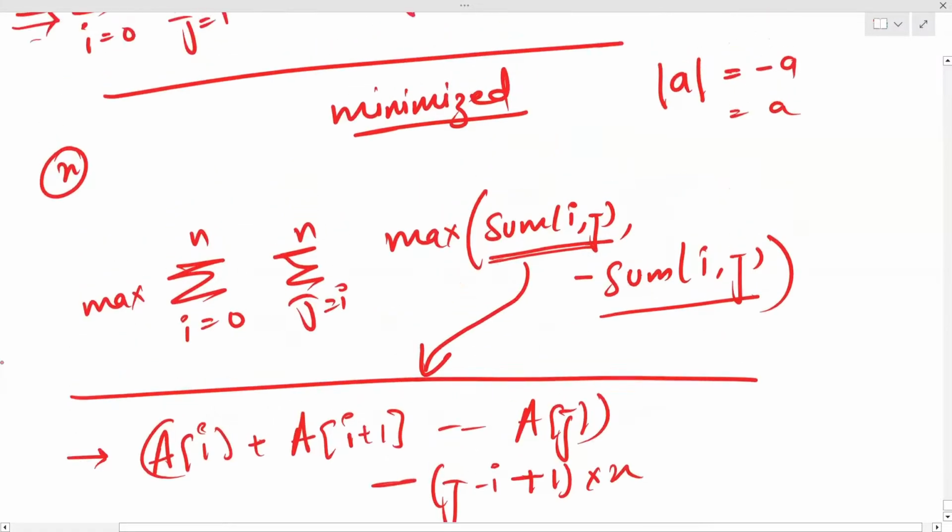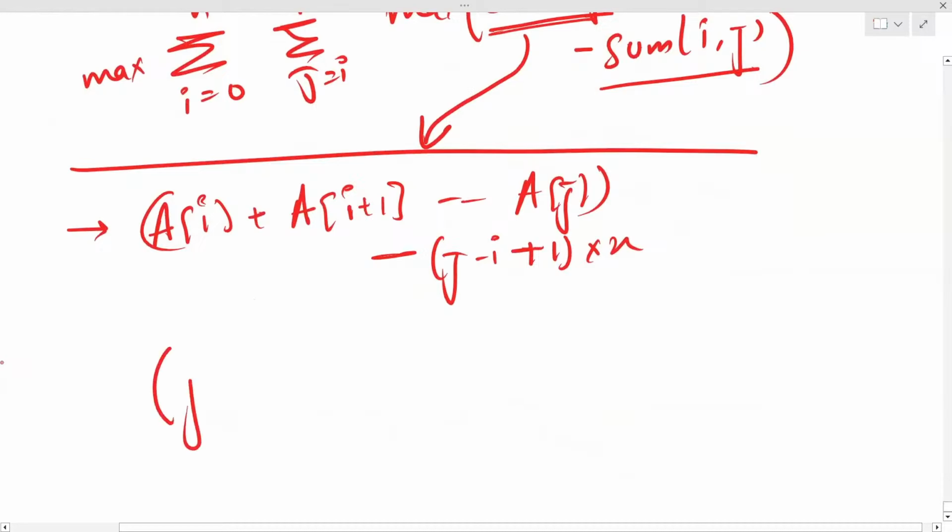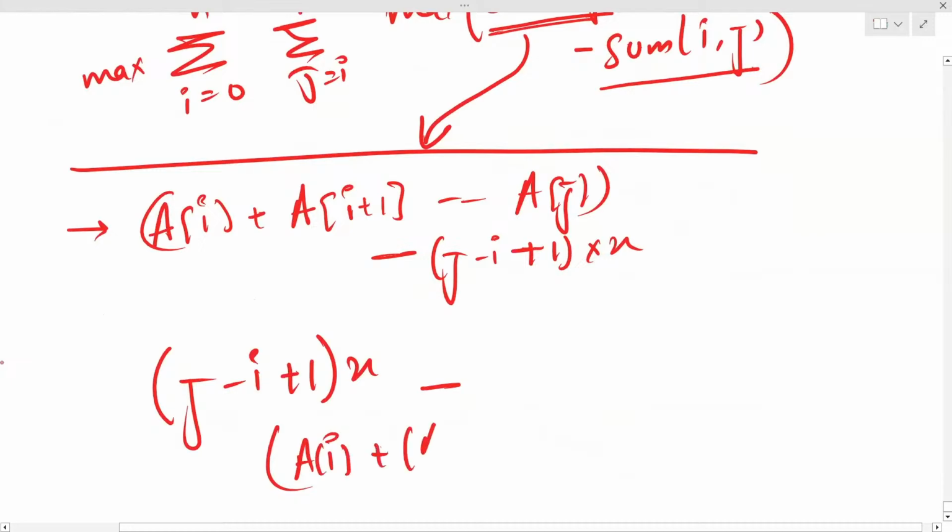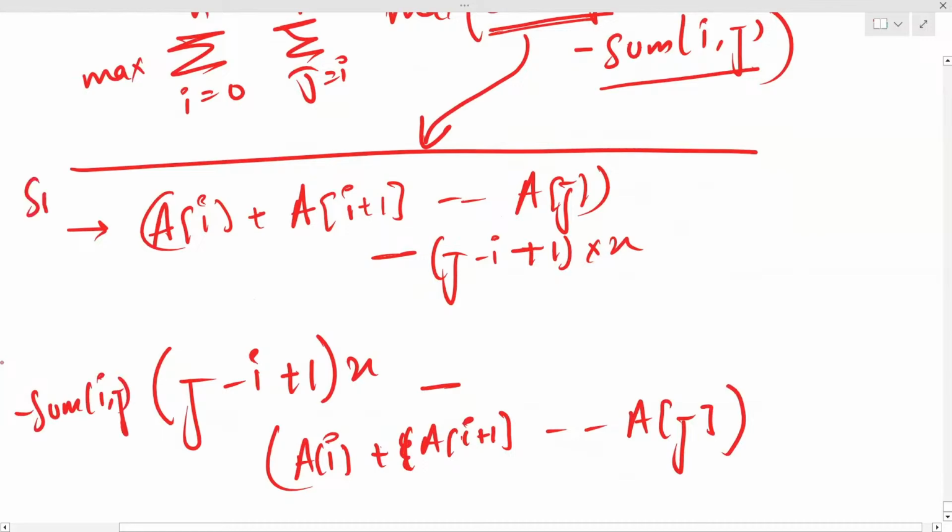Okay, now let's write minus sum of ij. Minus sum of ij is nothing but the opposite of this: x minus this everything, a of I plus a of I plus 1, up till a of j. So this is minus sum of I to j, and this is positive sum of I to j, right? So now this thing is a constant, is it not? It is same for both of these, right?